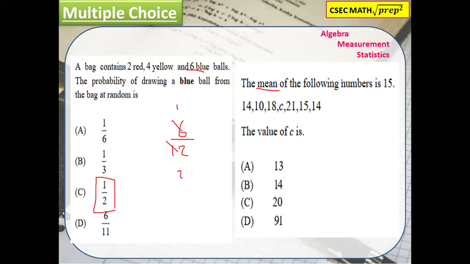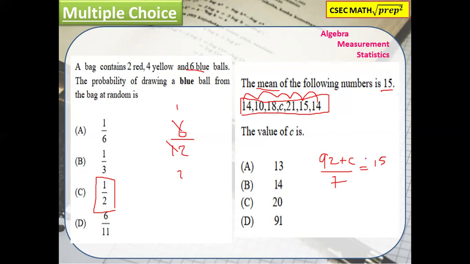On to the mean here. The mean of the following numbers is 15. Some people would add all these numbers and divide by 7 to see which one would give you the 15 as the mean. All right, so if we add all these numbers, you can make some checks. You should get 92. So it's 92 plus C, the one that we don't know. When you divide all that sum by 7, you should get 15.